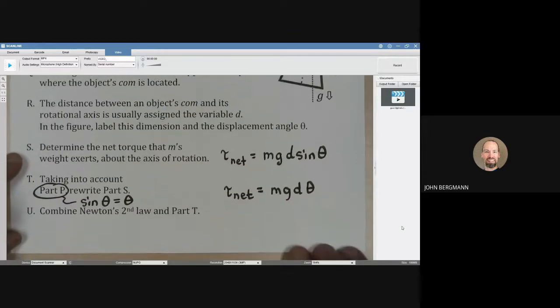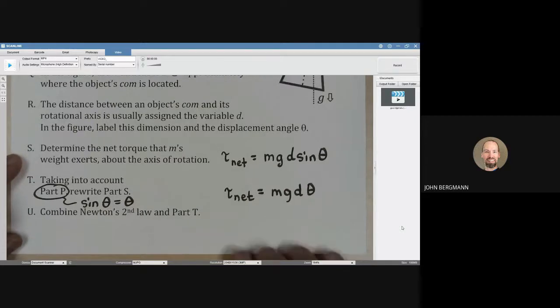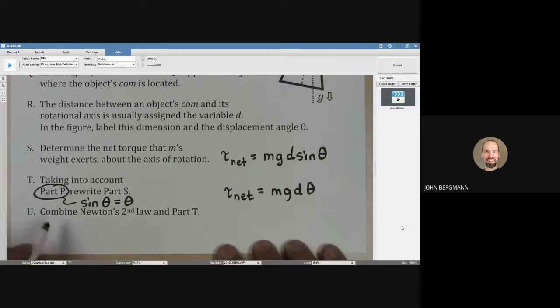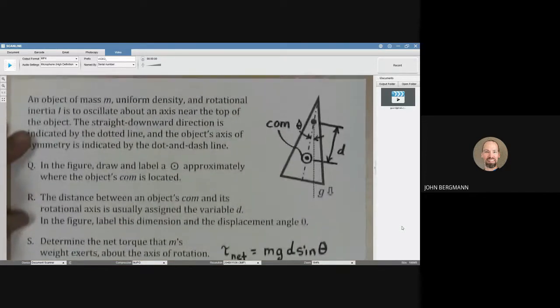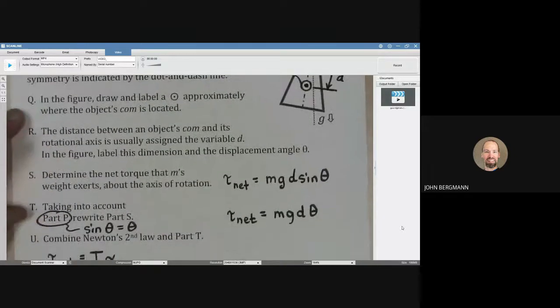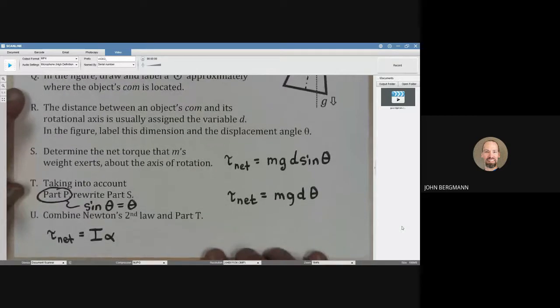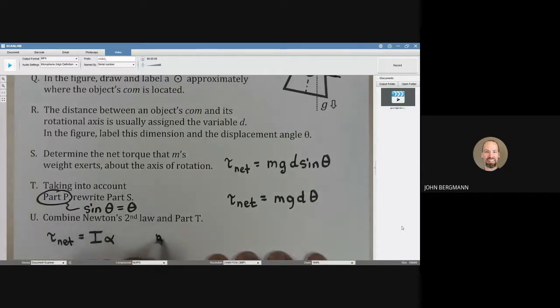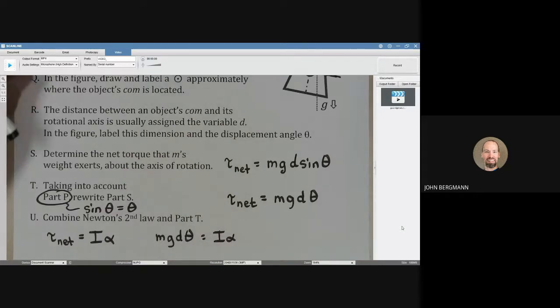Letter U. Combine Newton's second law and part T. Newton's second law for rotation says that the net torque is equal to the moment of inertia times the angular acceleration. There's the net torque. I believe we were given the moment of inertia. Let's check and make sure. We sure are. Right there in the upper left, we're given I. So I think we can rewrite this as m times g times d times theta is equal to I times alpha.